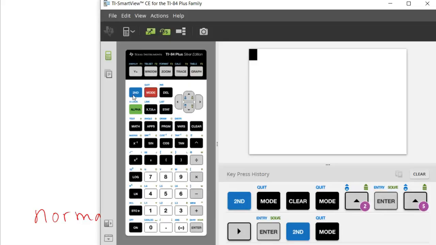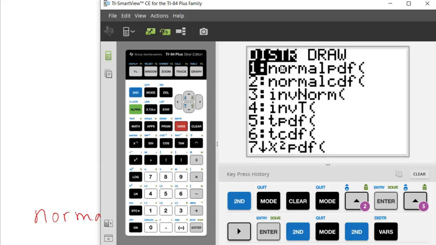Normal CDF is found on the same screen as binom PDF and binom CDF. If you push second vars, you'll see normal CDF as the second option. There's also a normal PDF, which we will never use. Normal PDF tells you how tall the normal curve is. How tall the curve is won't be of interest to us. All our problems will revolve around areas. So we'll use normal CDF, and we will learn the one underneath it, inverse norm, but we'll never use normal PDF. So we want choice 2.